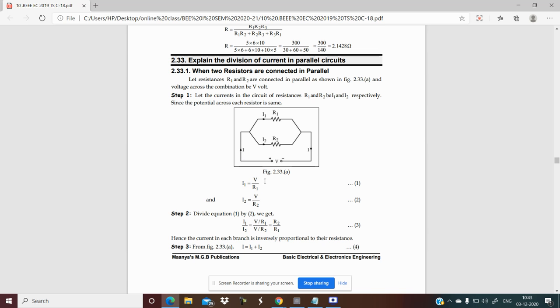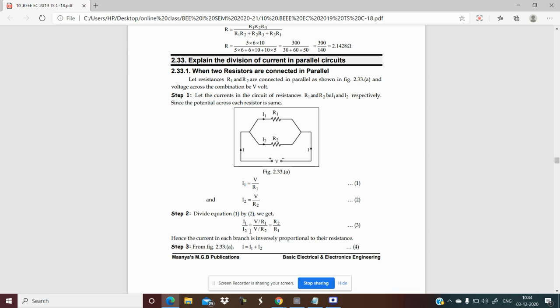Okay, so according to Ohm's law, I1 is equal to V by R1. As it is a parallel connection, the voltage across both resistances is the same as the supply voltage. So I1 is equal to V by R1 and I2 is equal to V by R2. We are calling these equation 1 and equation 2. Now divide equation 1 by 2.